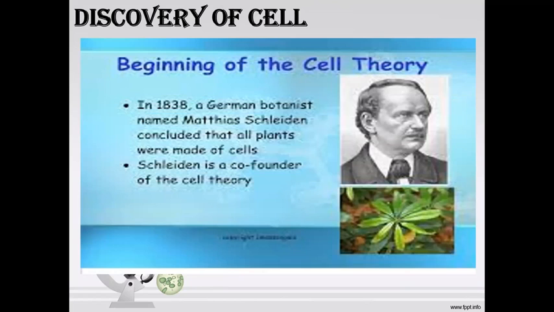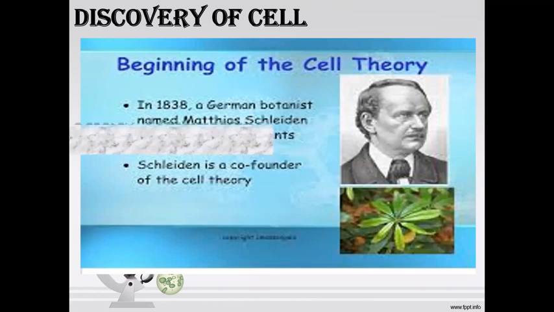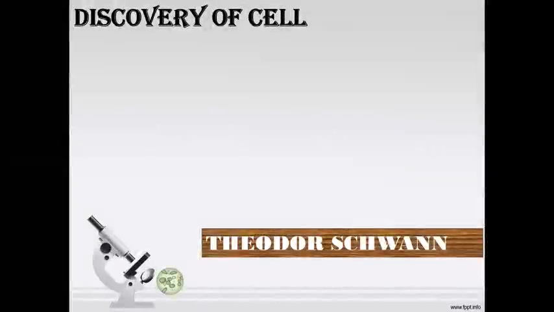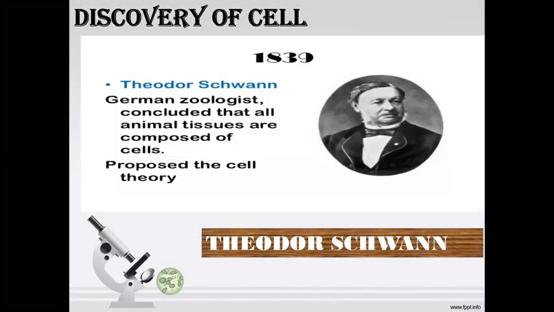In the era of the 1830s and 40s, a German botanist named Matthias Schleiden concluded that all plants were made of cells. He propounded cell theory. Similarly, in the year 1839, Theodor Schwann, a German zoologist, concluded that all animal tissues are composed of cells. He was one to propose the cell theory.